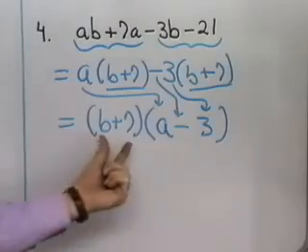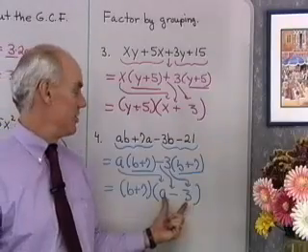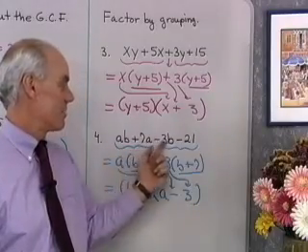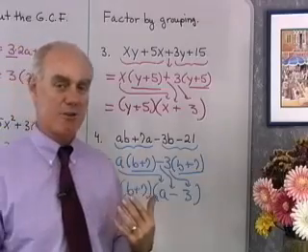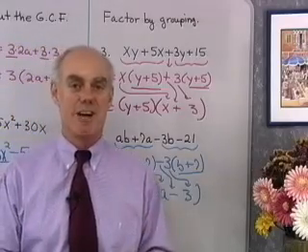So if you multiply b plus 7 times a minus 3, you'll see what you get is exactly this polynomial right here with 4 terms. So here we have factoring out the greatest common factor and also factoring by grouping.